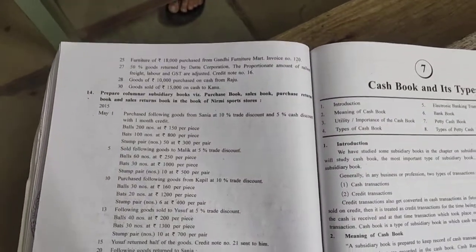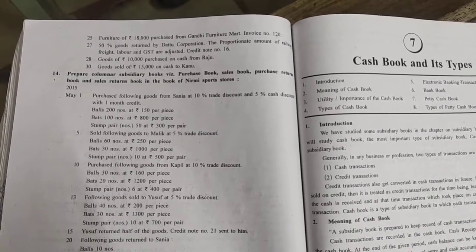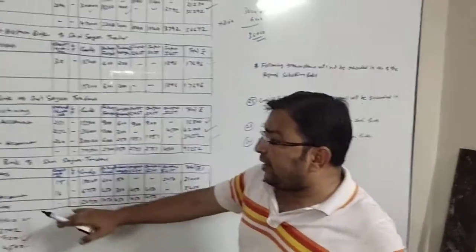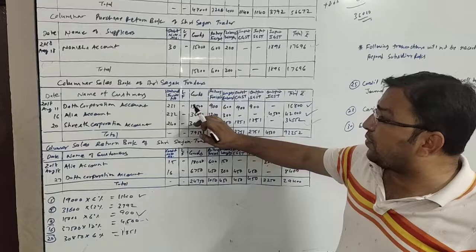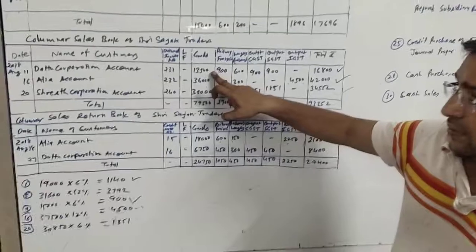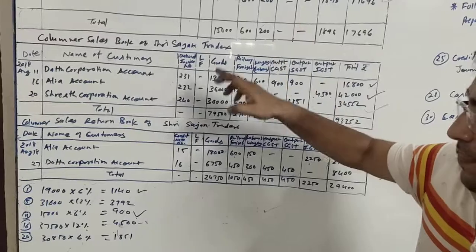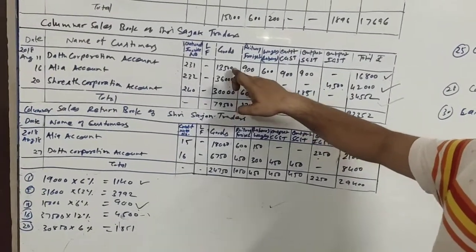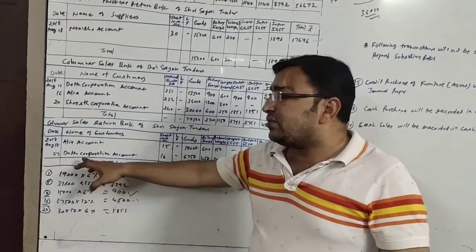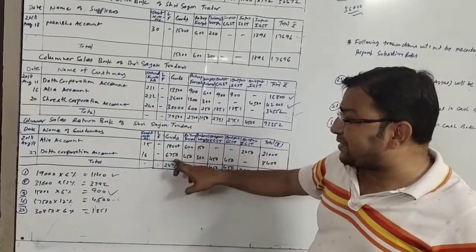50% goods returned by Dattu Corporation. The proportionate amount of railway freight, labor and GST are adjusted. Credit note number 16. Friends, on date 11 we have sold goods of 13,500 to Dattu and he is returning 50% of the goods. So we will make half the amount, 13,500, 50% of that will come 6,750. This much amount of goods that Dattu Corporation is returning to us. So Dattu Corporation account will be written in sales return book and the amount will be 6,750.